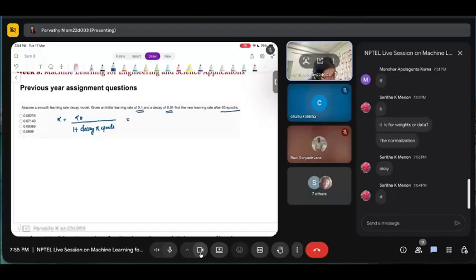Yeah, so this 0.1 is the initial learning rate. The decay is given, it is 0.01. So 1 plus 0.01 into 65. 1 plus 0.65, that is 1.65. So the learning rate is around 0.0606.